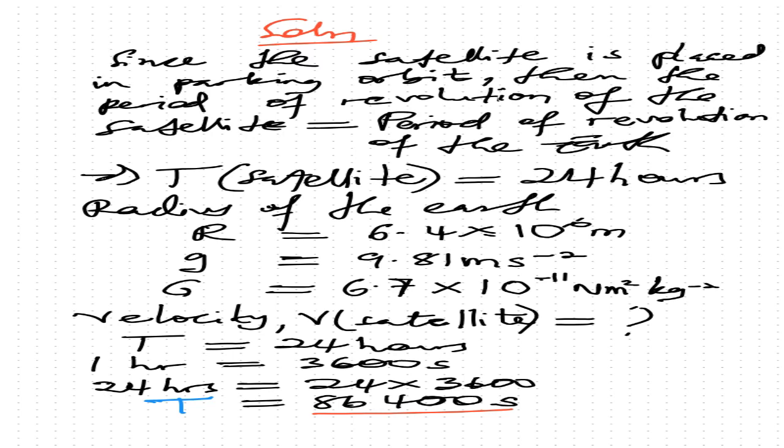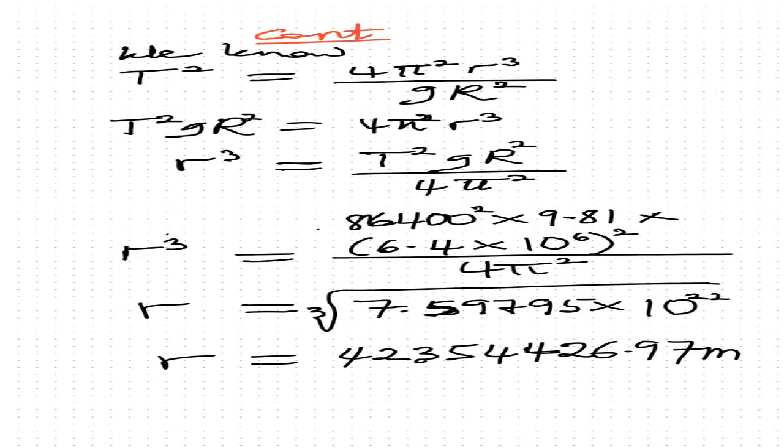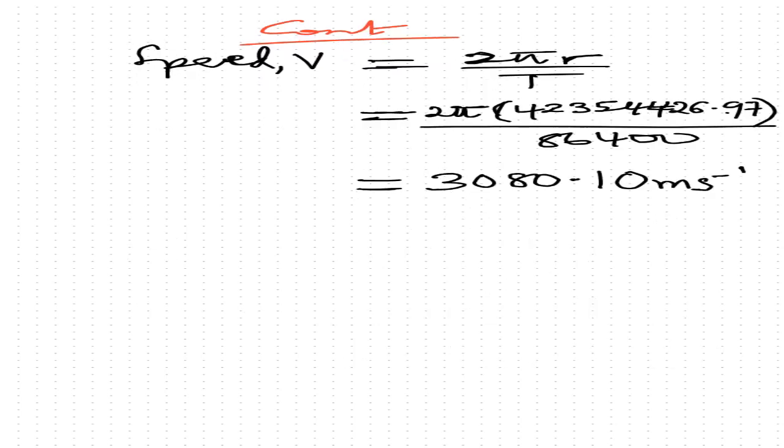And on your finding, use the satellite period formula now. You define r. After getting the r, then we can easily find the v. Is that clear? Good.